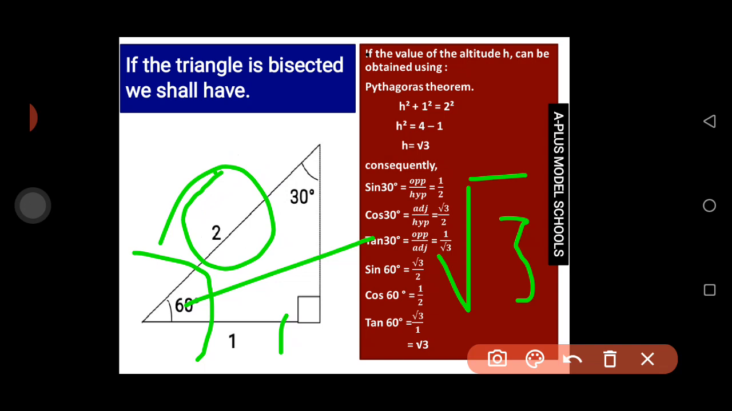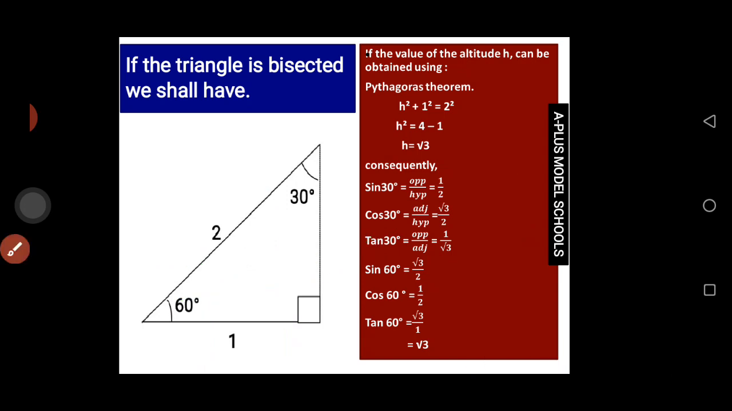Now, if I want to look for sin 60, that is root 3 over 2, opposite over hypotenuse, which is root 3 over hypotenuse, which is 2. And if I want to look for cos 60, that will be adjacent, which is 1, over hypotenuse, which is 2, so 1 over 2. And if I want to look for tan 60, that is opposite, root 3, over adjacent, which is 1, which is the same thing as root 3.